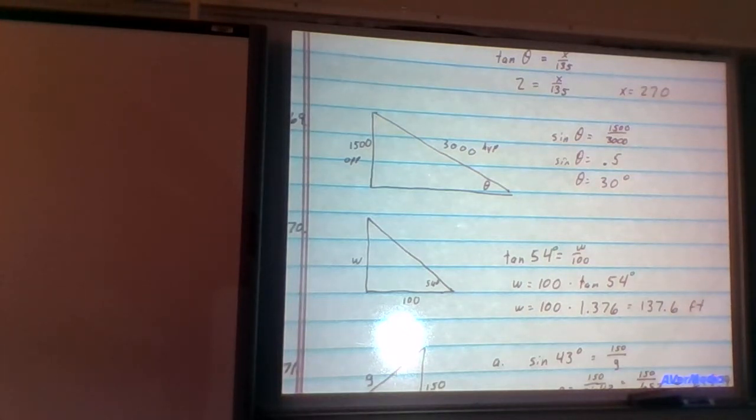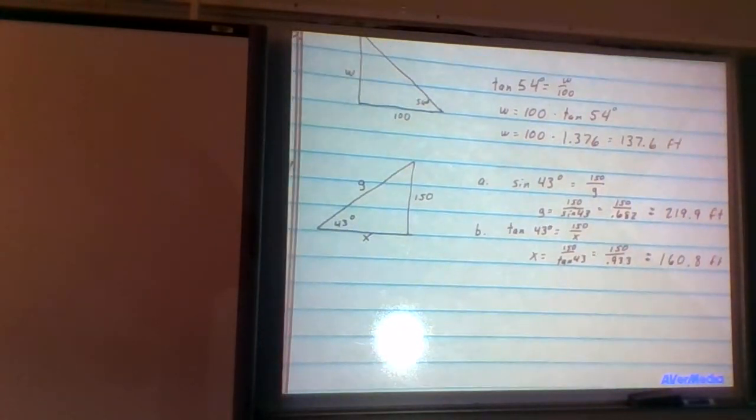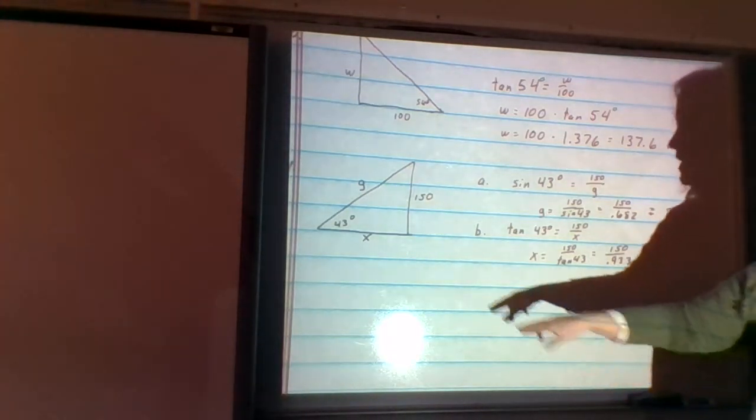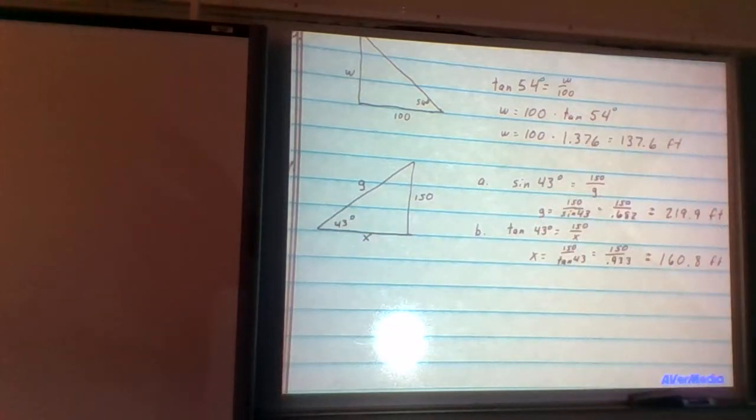All right, 71 also gave a picture, and they gave a picture of a tower, and you're trying to find some things about that. All right, so they ask you to find how far away you are from the tower and how long your wire needs to be.